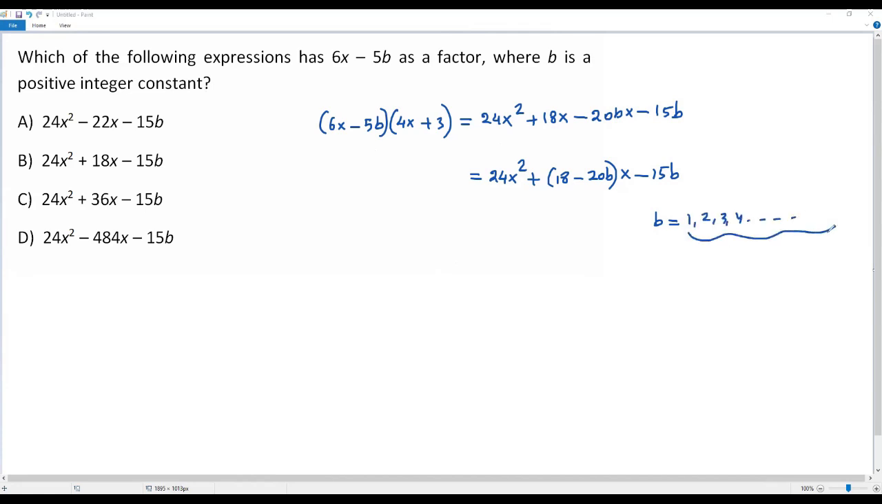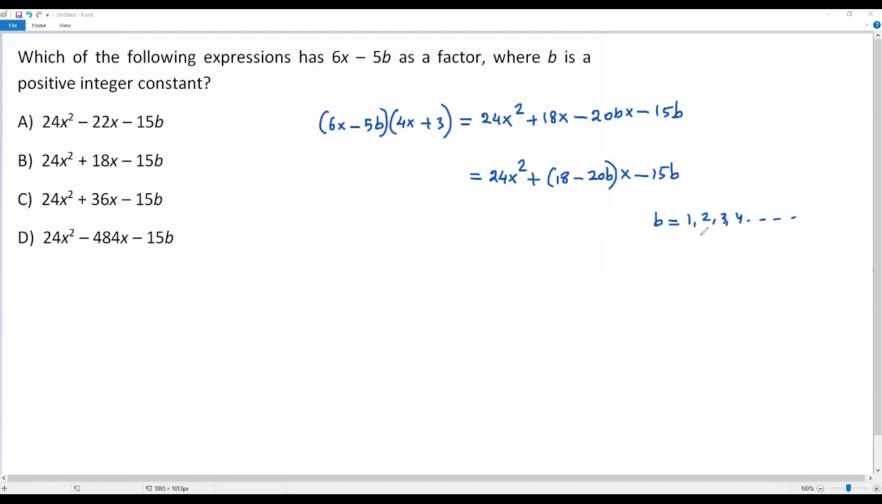Okay, here all the values are positive and all of them are integers. Now let me consider the least value of b, that is 1. When I plug in 1 for b over here, it will become 20. That is, we have 18 and negative 20. Then it becomes a negative value. Even when I consider the smallest value of b, we get a negative coefficient for x over here.